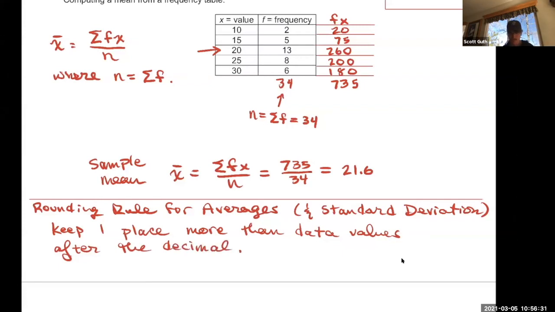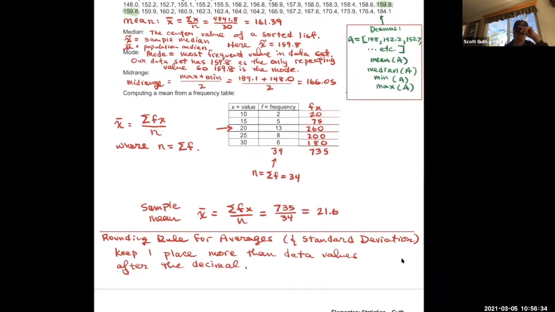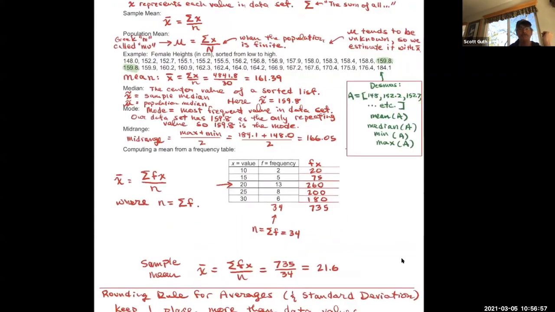Okay, does that make sense? So if you look at what we did here, the mean here was 21.6. I kept one place after the decimal when the data values were all rounded to whole numbers. So that's 0 after the decimal, and I increased by 1 decimal place on the average. Same as above, the female heights were all one place after the decimal, but my average had 2 places after the decimal. Same thing with the mid-range, 2 places after the decimal.